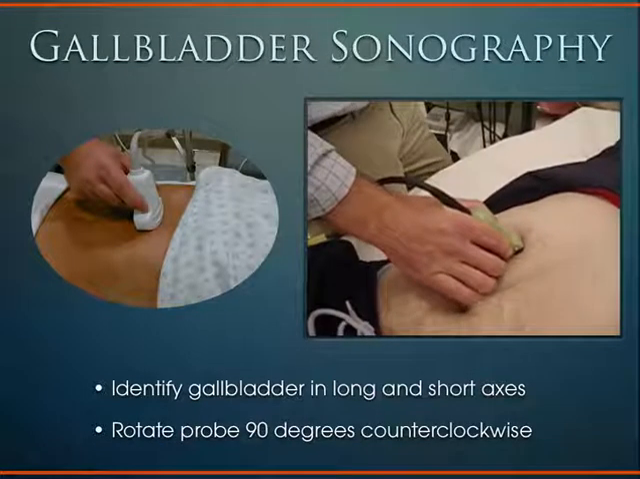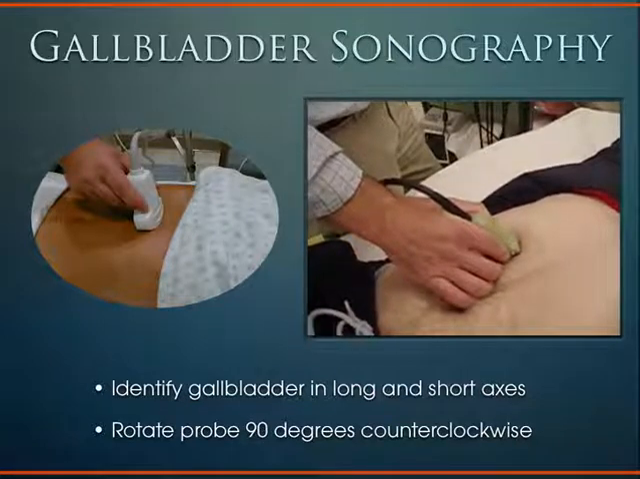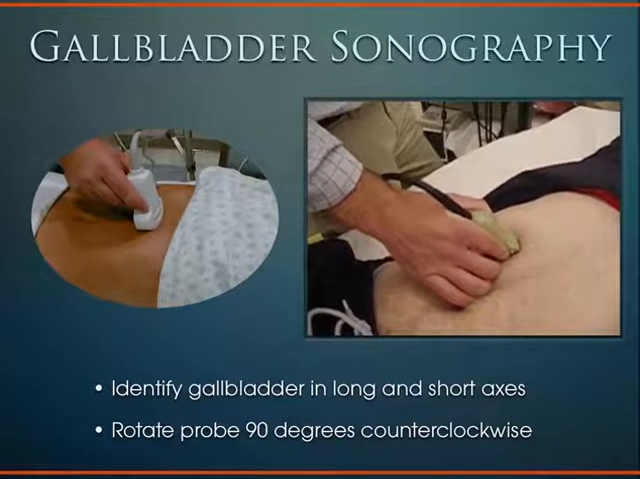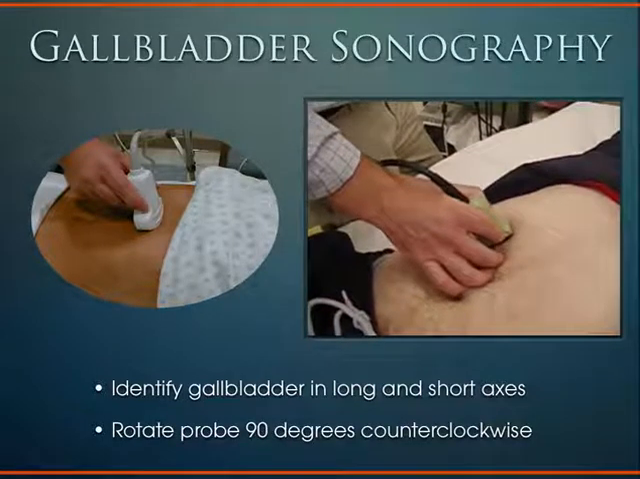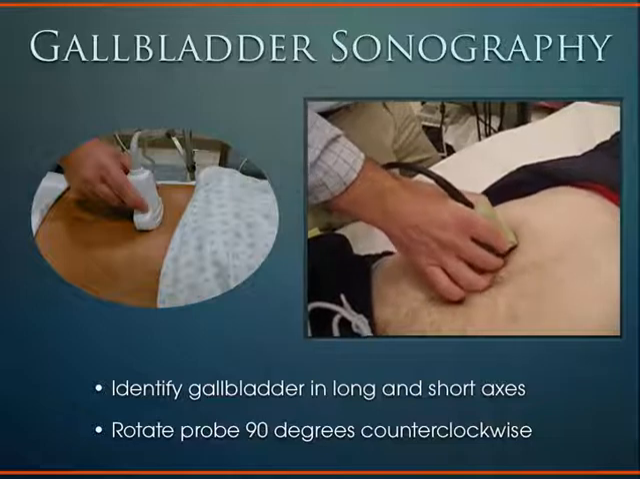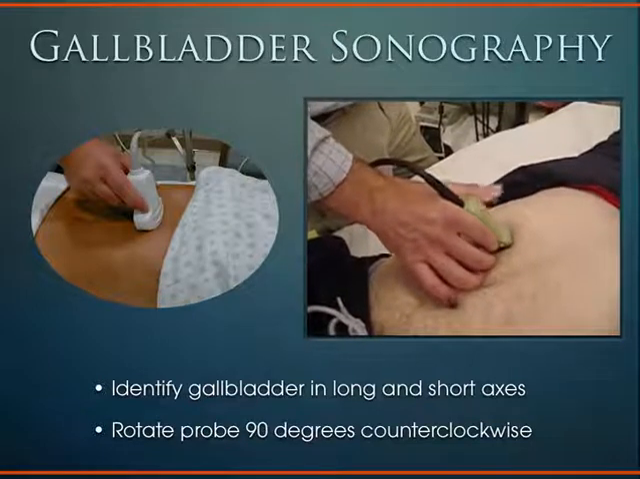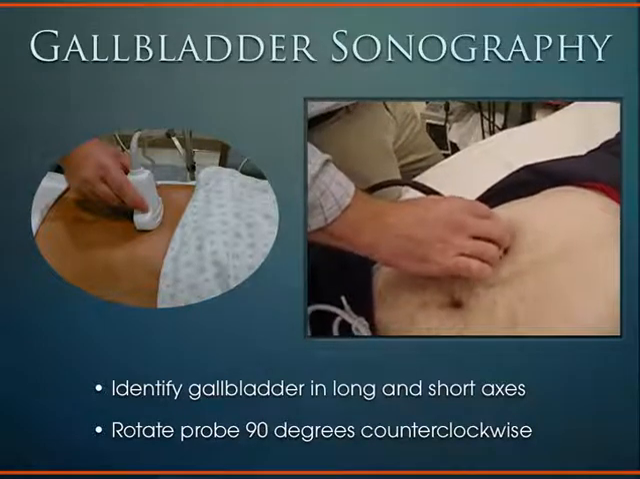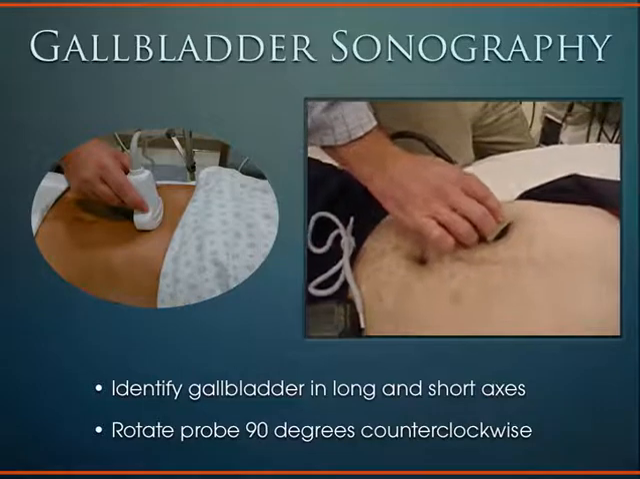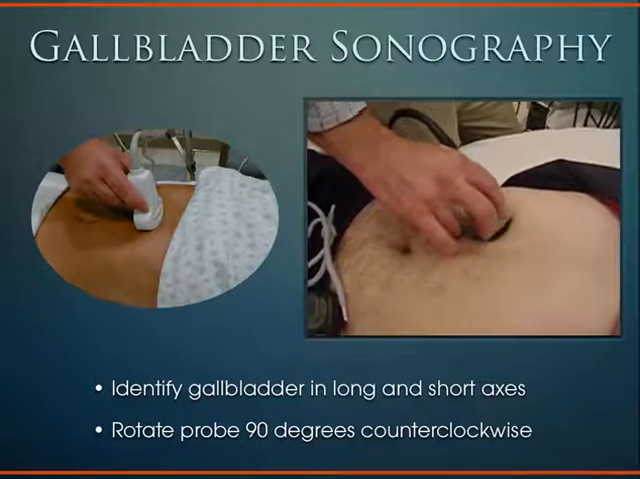Once you have the gallbladder in the long axis, you also need to view it in the short axis. Once you do get the gallbladder in the long axis, you're going to fan through the gallbladder like so, making sure you catch the entire gallbladder, looking for any type of pathology. After you're done with the long axis, you're going to rotate the probe 90 degrees from whatever axis you're in, like so, and you're going to view the gallbladder in the short axis. Again, you're going to fan through the entirety of the gallbladder, looking for any possible pathology.